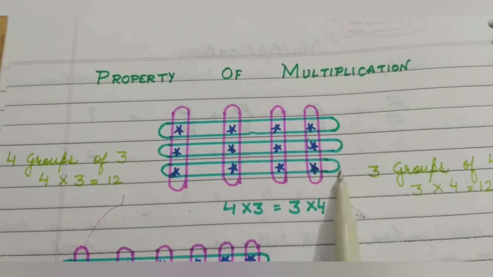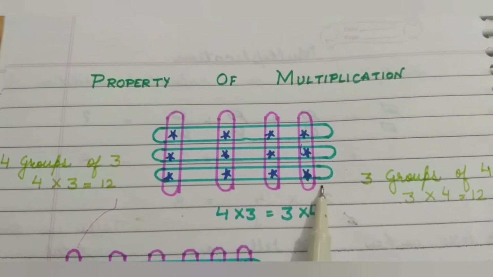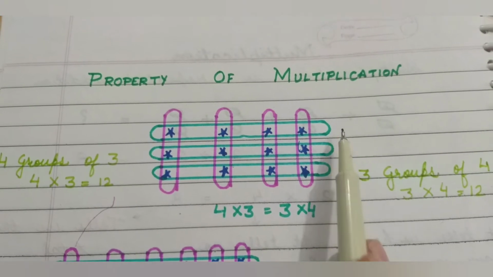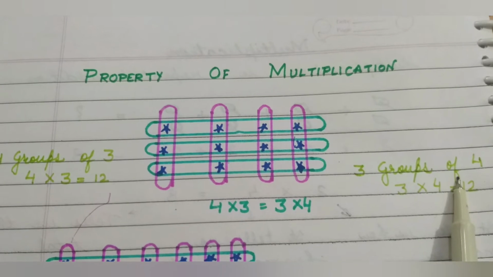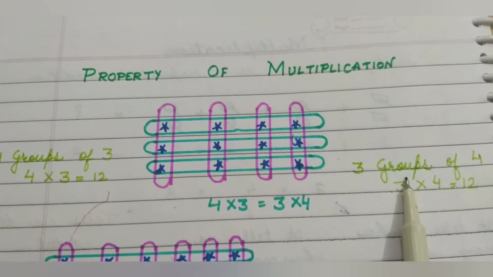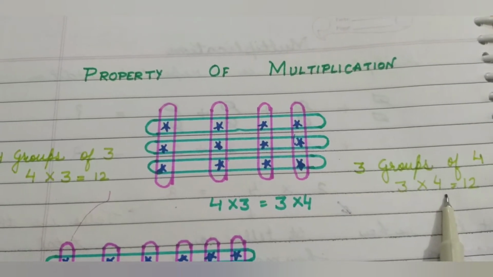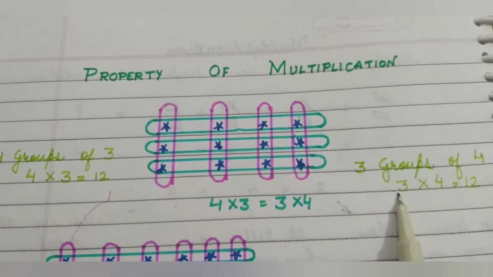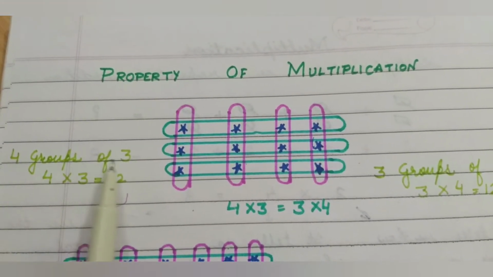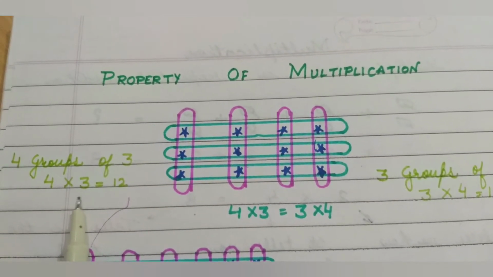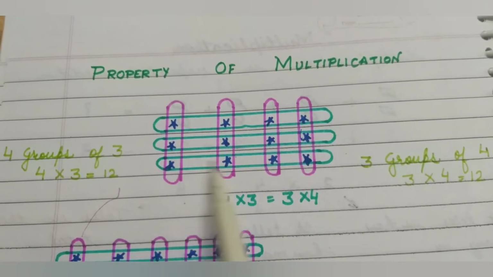Here, if we see this blue one, we have 4 stars and how many groups are there? 1, 2, 3. 3 groups of 4. Now the multiplication form is 3 multiply 4. We can write it as 3, multiply sign, then 4. Same way, 4 groups of 3 means 4 multiply 3. So the total number of stars is 12.